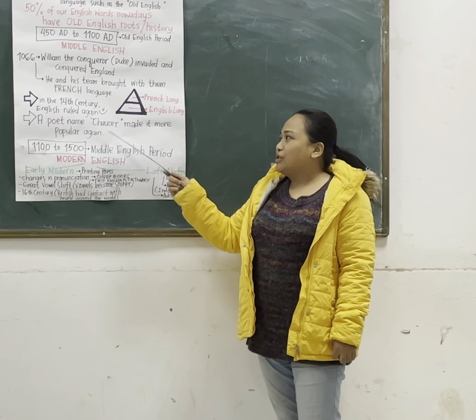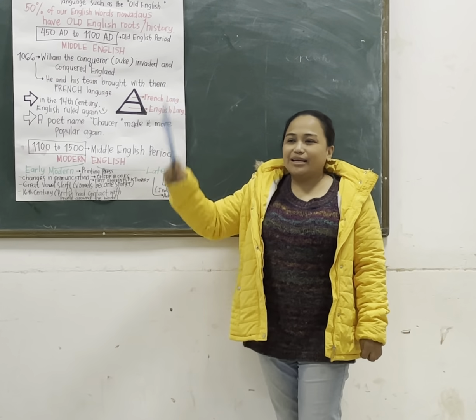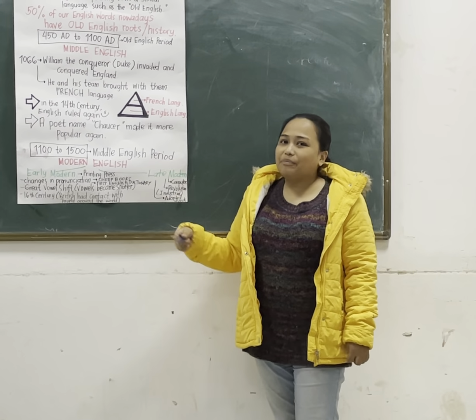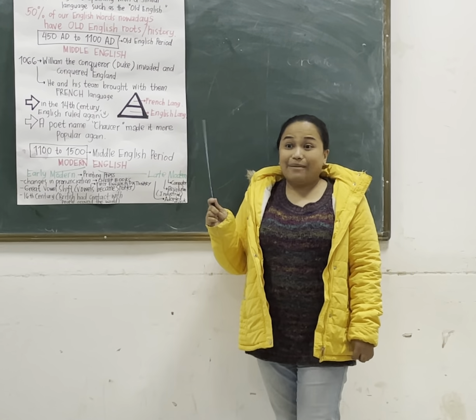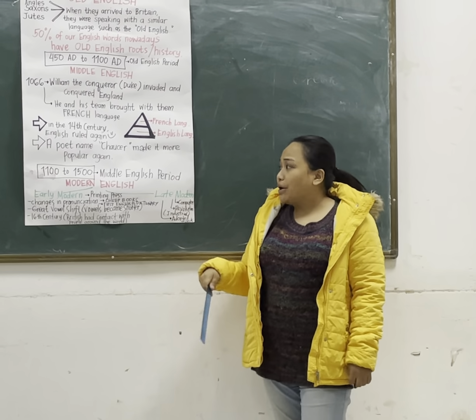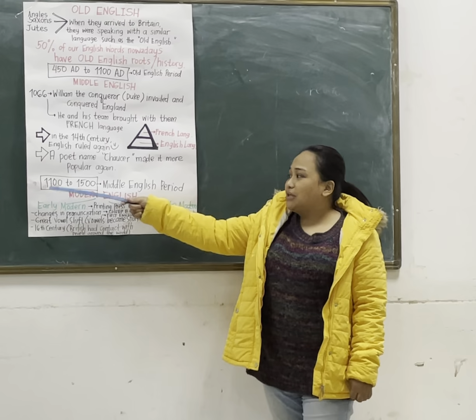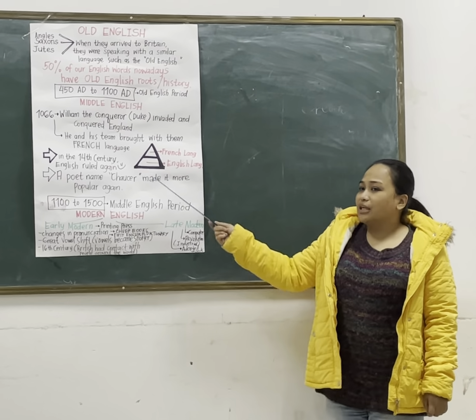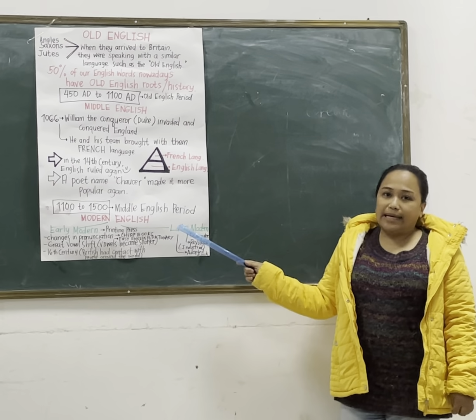Because of Chaucer, he was writing a lot of poems, stories, and novels. He helped English finally become number one again. Understood? So, that was from 1100 to 1500. That was the Middle English. Now, let's jump to Modern English.